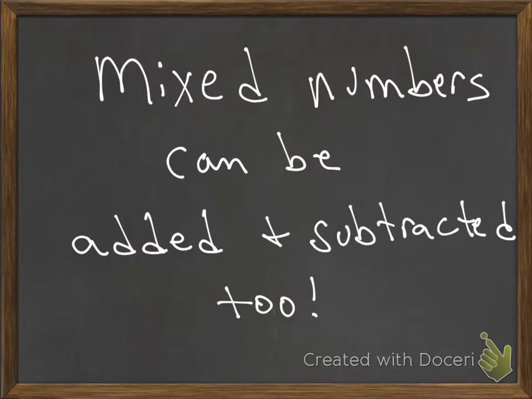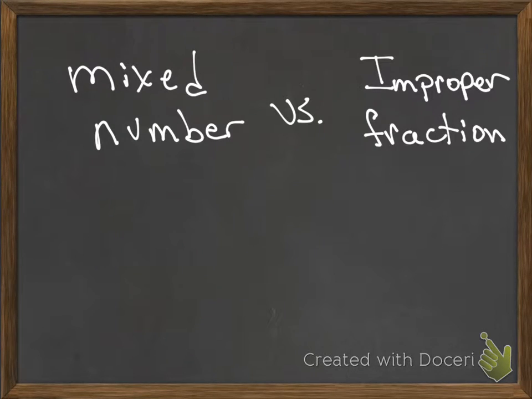Mixed numbers can be added and subtracted too. First of all, what is a mixed number versus an improper fraction? A mixed number is a number that has a whole number and a fraction. An improper fraction would be just like we saw. It was 17 over 12. Our numerator is greater than our denominator.